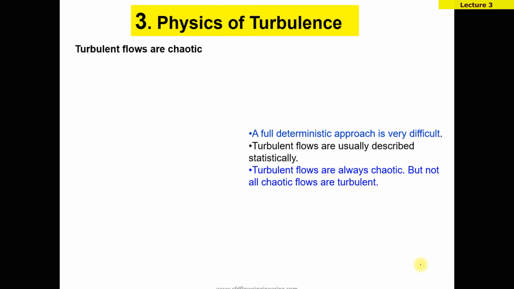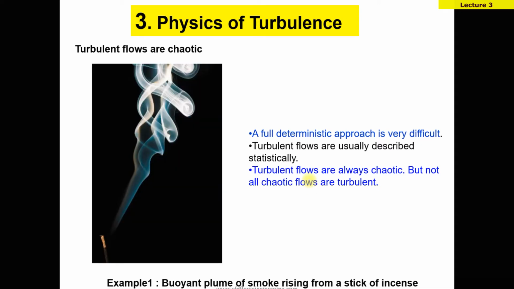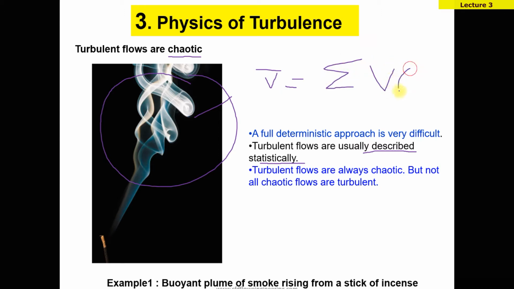Physics of turbulent flow. Turbulent flows are highly chaotic, as we discussed. The first characteristic is that turbulent flows are chaotic, but turbulent flow can be described statistically. This fluctuating nature we can analyze. That means we can take a time average. We take a summation of the fluctuating velocity as a function of time, then we divide by the total time. That means this turbulent flow can be understood statistically.